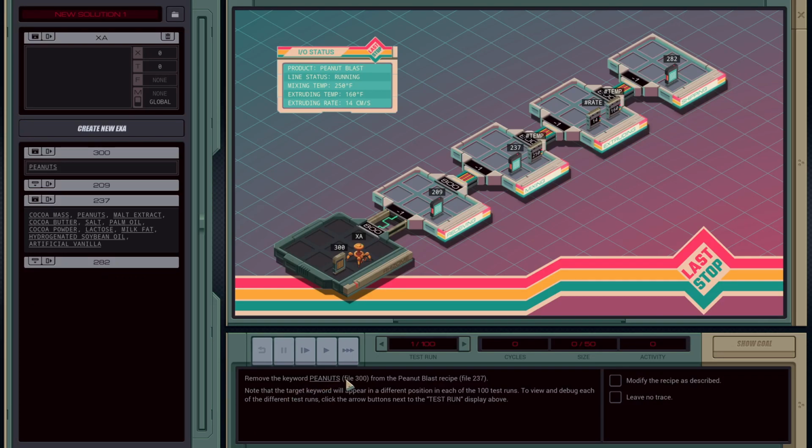Remove the word peanuts. File 300 from the peanut blast recipe. File 237. Cocoa mass, peanuts, malt extract, cocoa butter, salt, palm oil, cocoa powder, lactose, milk fat, hydrogenated soybean oil, artificial vanilla. Note that the target keyword will appear in a different position in each of the 100 test runs. To view and debug each of the different test runs, click the arrow next to the test run.